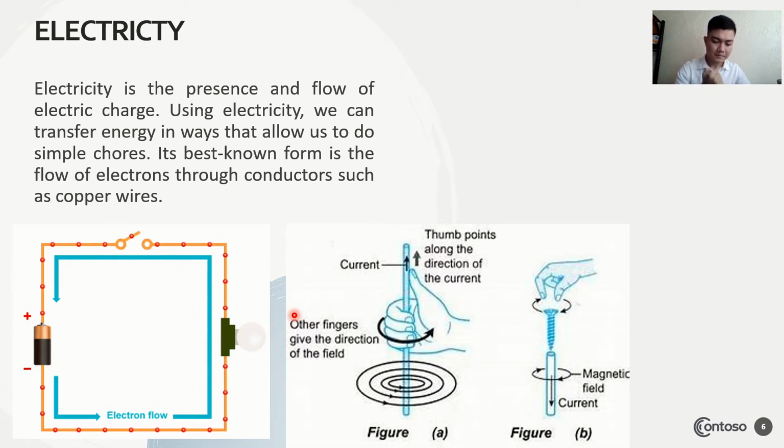Okay, so that is all about the right hand rule. Again, the right hand rule is a very handy tool for you to know where the magnetic field is by just pointing out the direction of the current.